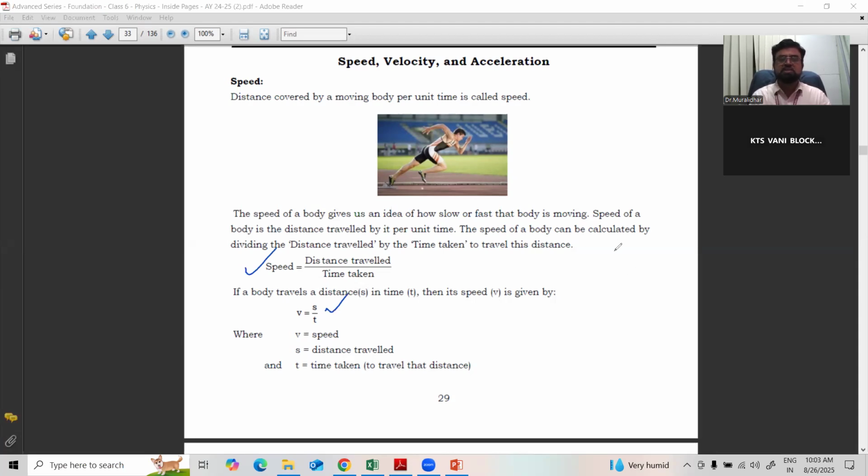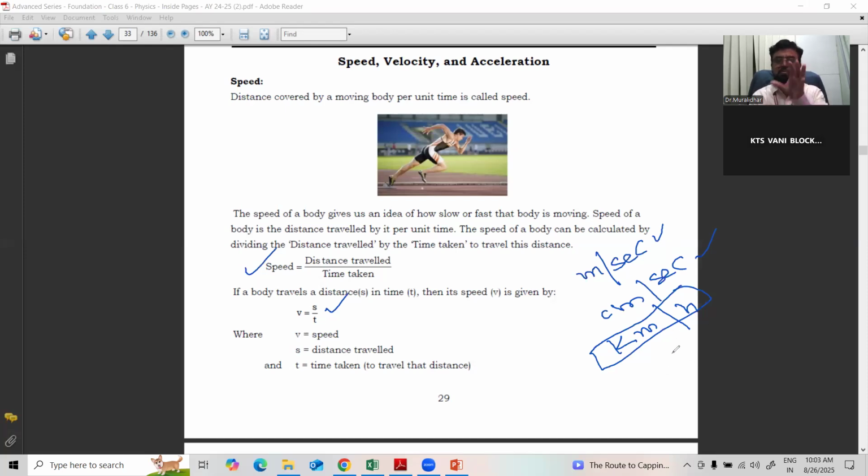Distance traveled is measured in meters and time in seconds. Time is always in seconds only. Speed is measured in meter per second or centimeter per second, or the largest unit, kilometer per hour, which you can see in your vehicles. It is measured by a device called a speedometer, which is used to measure the speed at any instant of time.